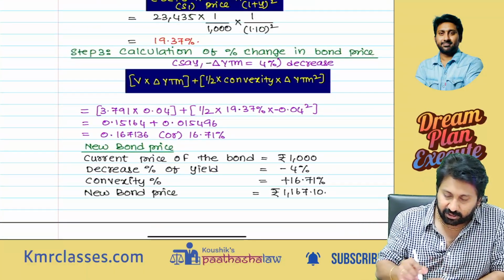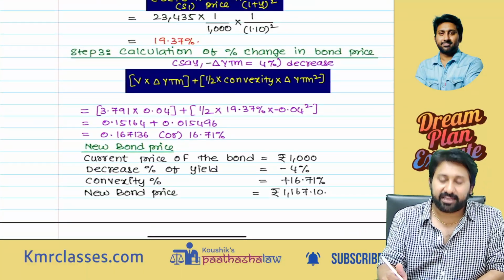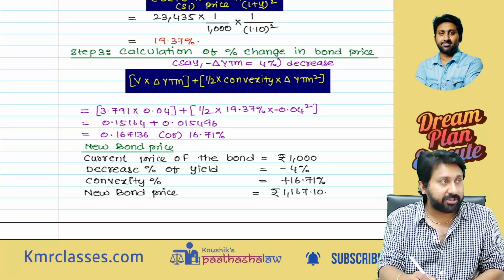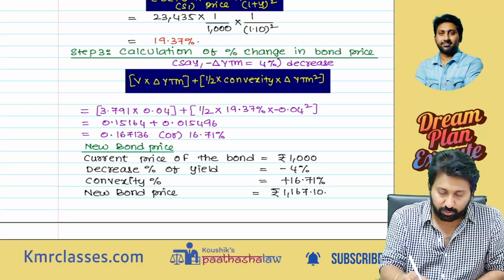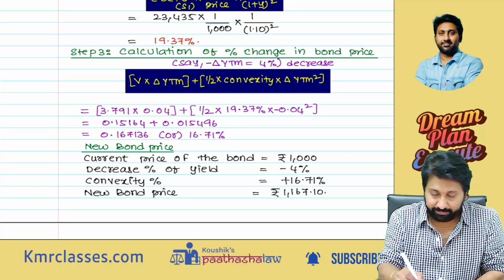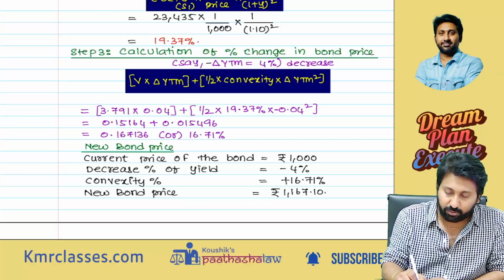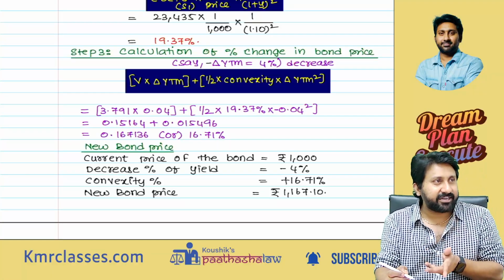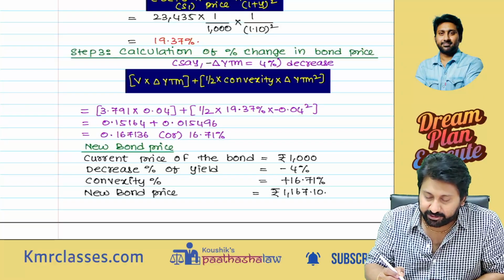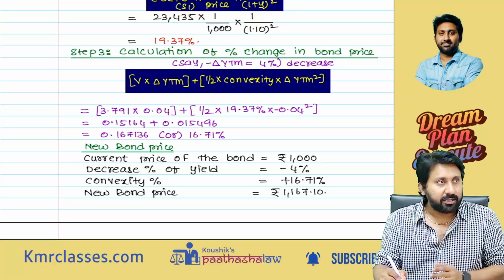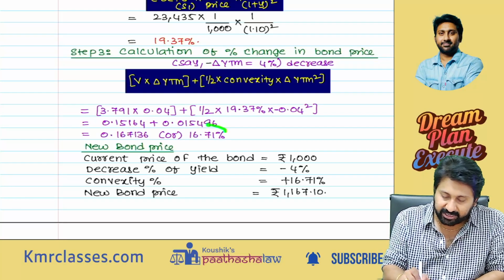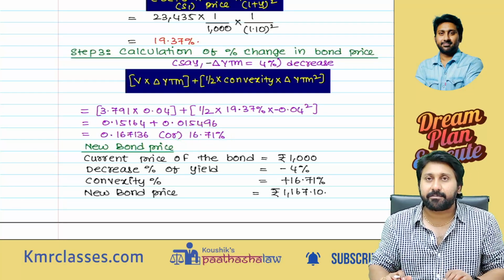They will give you in the question how much change there is in the YTM. Volatility, already calculated in the question, is 3.791 into change in YTM 4%, write 0.04, plus half into convexity, meaning average convexity divided by 2, into change in YTM square. 0.04 square is insignificant, so you will get the answer 16.71. What do you mean, 16.71?